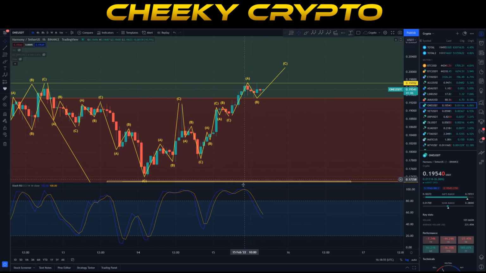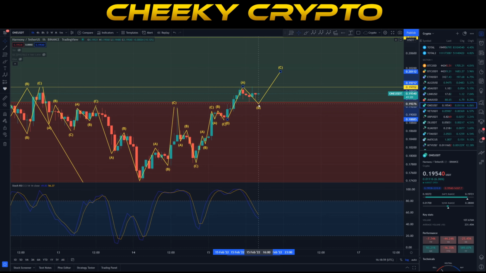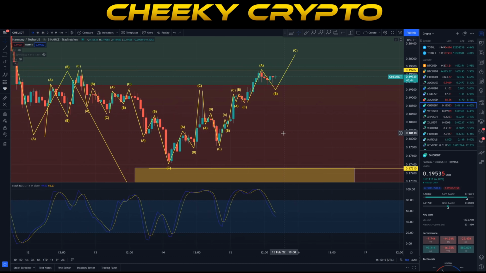on these micro movements of the counts of the waves, but that stochastic RSI needs to come down a little bit. So it might be that B wave jumps down a little bit lower. Wouldn't be too surprised if that is an A, B, and C zigzag. And what I mean by that is inside here with this B wave, we have A, B, and C, just kind of playing out just here. Okay, so it's looking good.